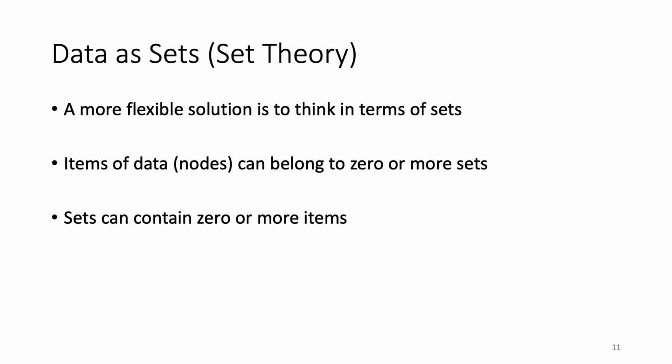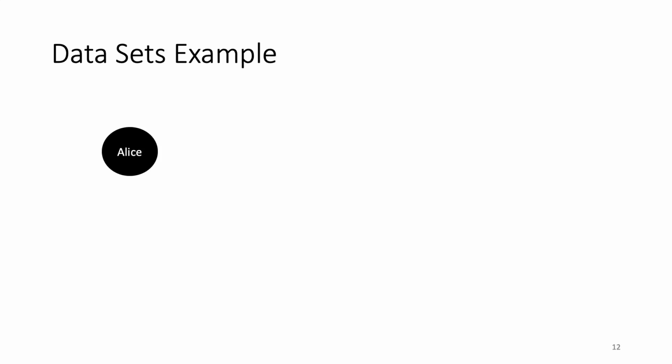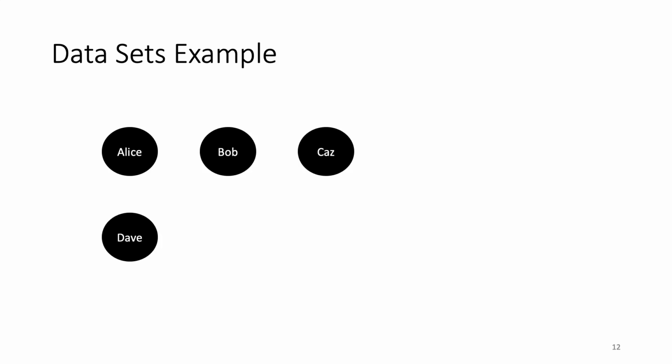A more flexible option is to think about data instead of this hierarchy in collections or sets. And the idea is that an item of data, a node, whatever you want, can belong to 0 or more sets, and a set can contain 0 or more items. So in this case, we would have our students available as nodes. We go through and we would create all of the nodes within the system.